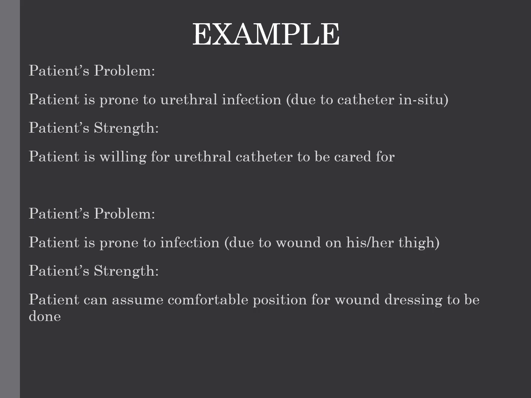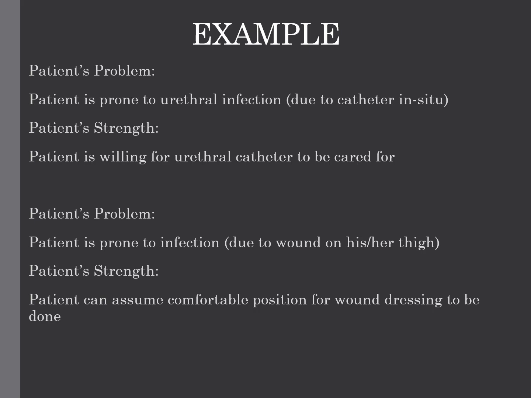So what is your strength for the patient? Per your assessment, the strength we had is that the patient is willing for the urethral catheter to be cared for. So the patient can tolerate catheter care. It's also a good one if you can write that as well. So that's a typical example of how you write a patient problem and a patient strength for this type of problem, right?